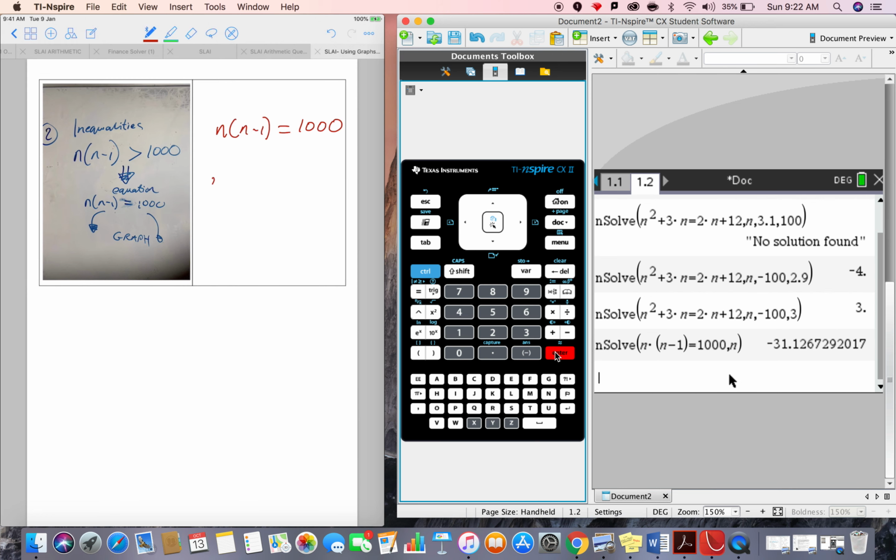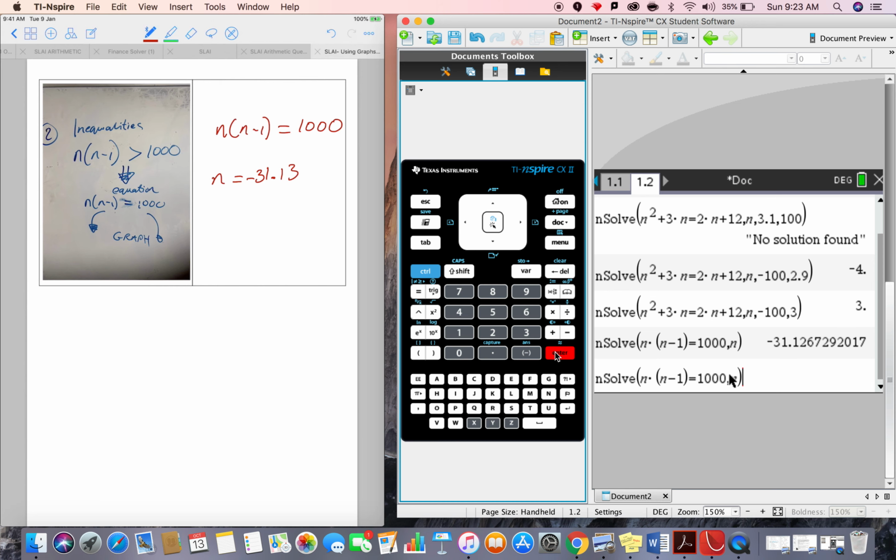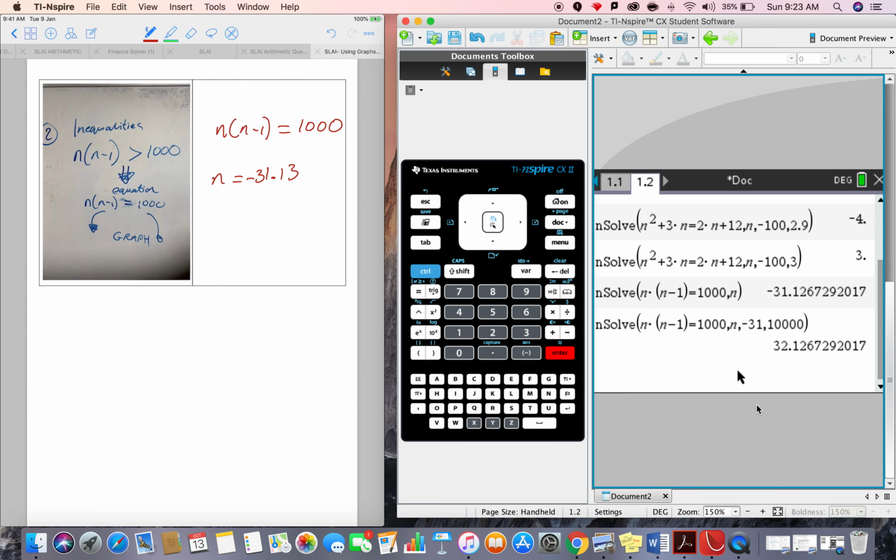And look what it's given us. It's given us n equals negative 31.13. Okay. But if this was a question about sequences, then we want n positive. So we can use N-solve again. We need to change the search area, and let's search from negative 31, comma up to 10,000. And look, it's given us the positive solution now.